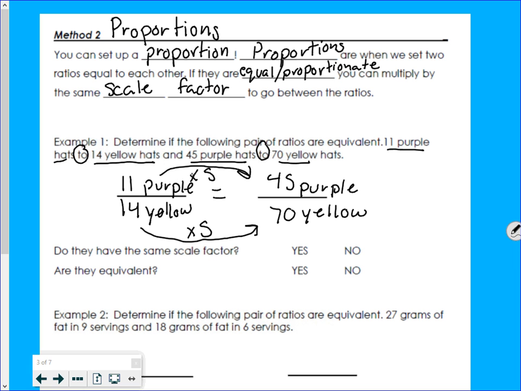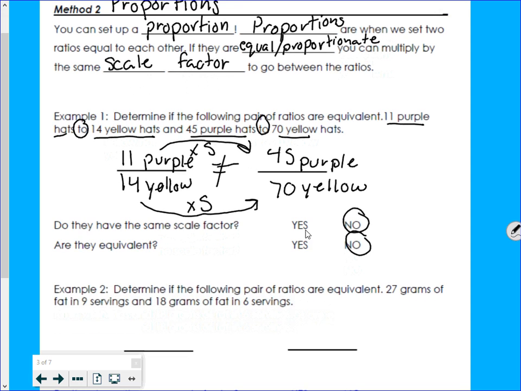But 11 times 5 does not equal 45. It equals 55. So these are not proportionate, or they do not have the same scale factor, so they're not equivalent. If we found this scale factor, it would not be 5, which is why they have different scale factors.